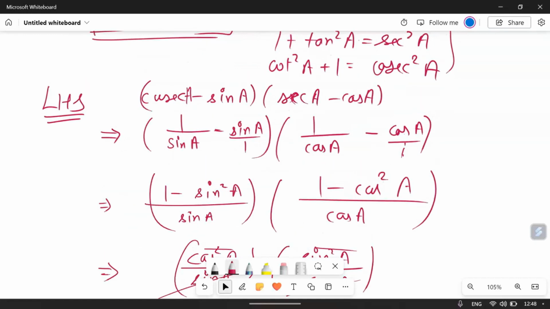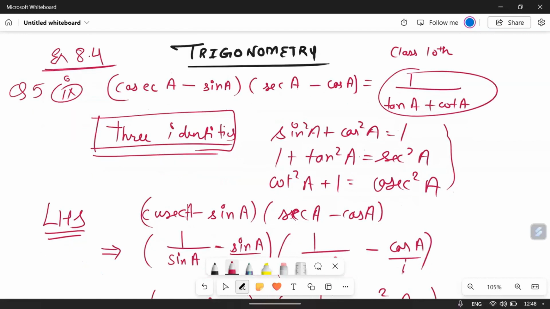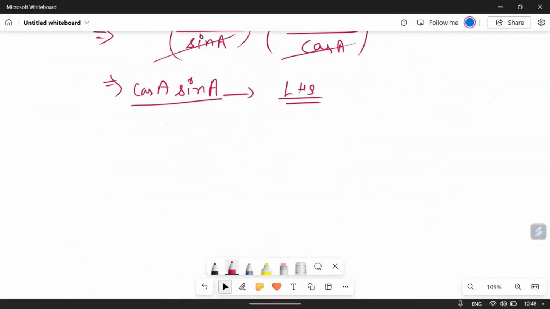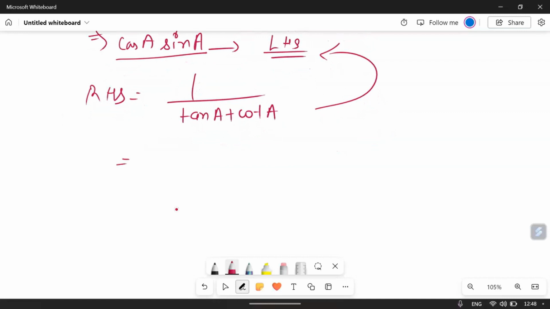Now we have to go through the RHS. RHS is 1 upon tan A plus cot A. We need to convert it into this form if we need to prove it, so LHS should be equal to RHS. Tan A can be written as sin A upon cos A, and cot A can be written as cos A upon sin A.